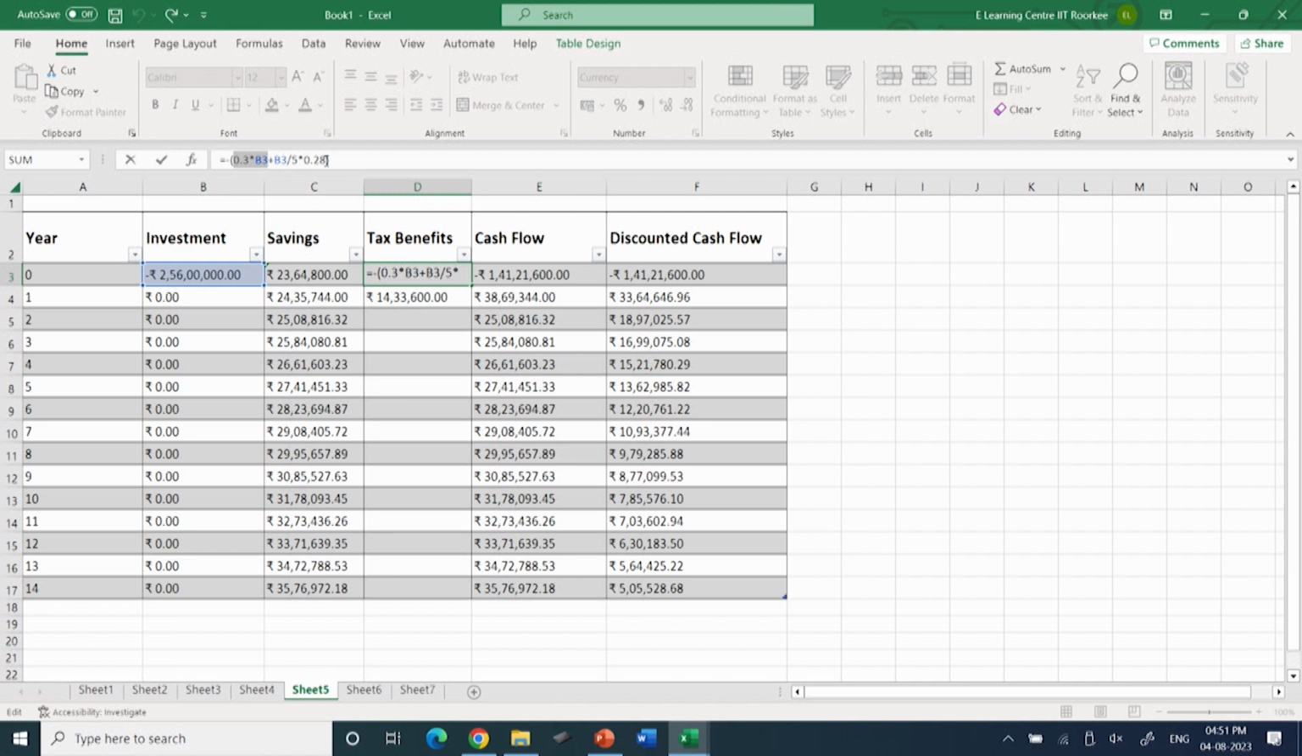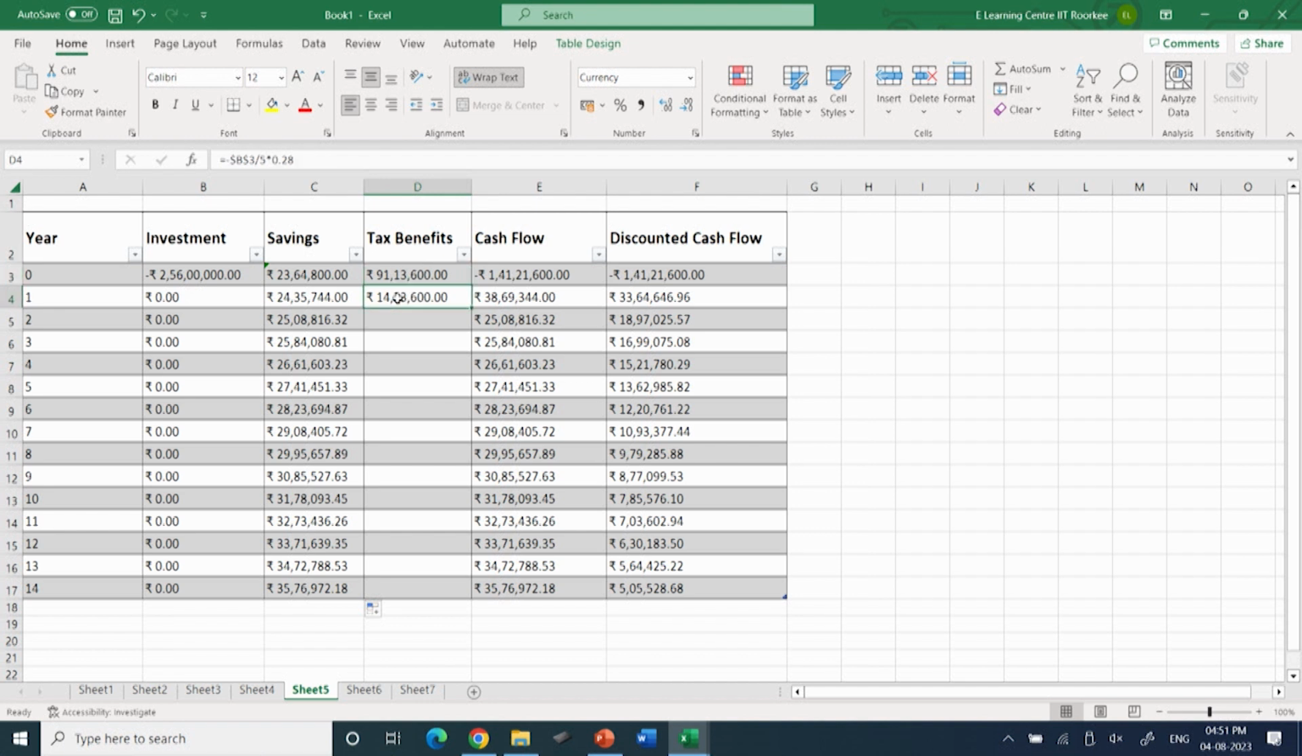It won't be a standard number, but for the case of simplicity, I have assumed it to be 28%. So because of this depreciation, this is the total cost on which the tax is saved, and the tax is around 28%. So I have taken 28% of the amount that is depreciated as the amount that I have saved. So this is the total tax saving in the year 0.